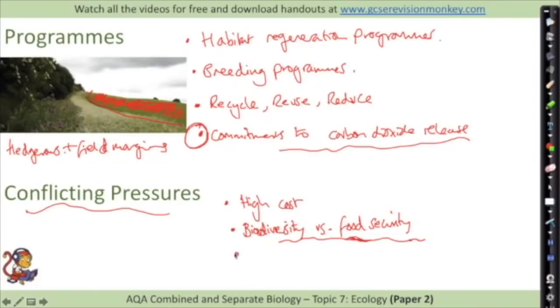And then this really leads on to the final conflicting pressure that countries can't agree. There's a lot of politics involved in setting these sanctions by the government, and very large meetings between a number of different countries to try and agree to the amount of carbon dioxide that each country is releasing. And sometimes they just don't agree because there's different levels of development in the country, and there's not an easy solution to please everybody. So that brings us to the end of the revision video for Biology Paper 2.